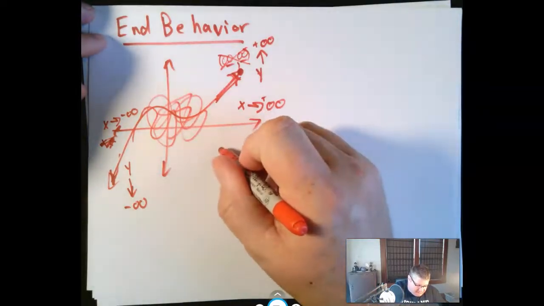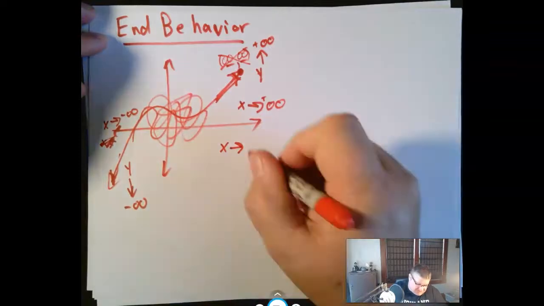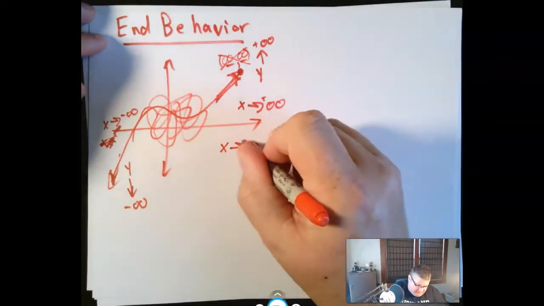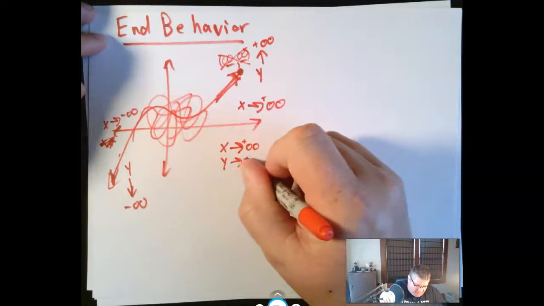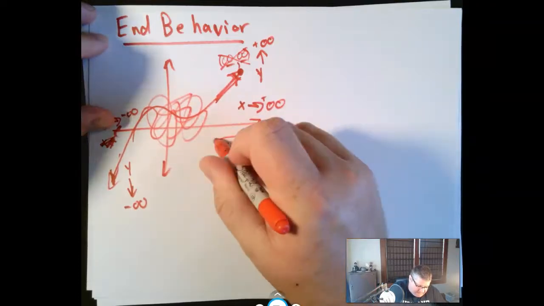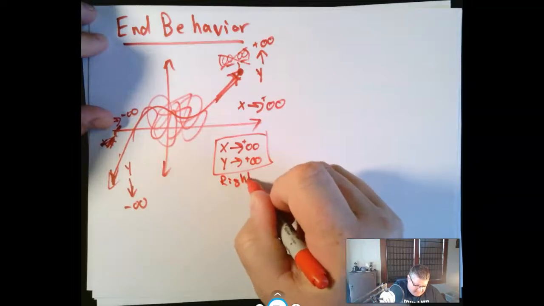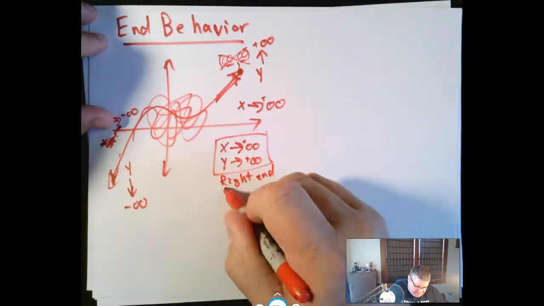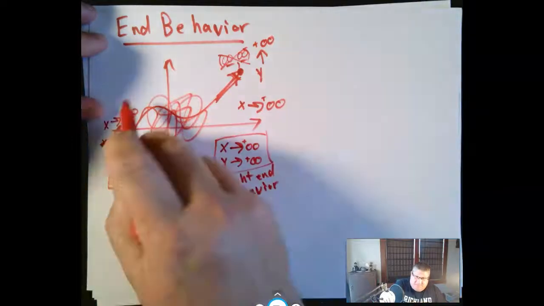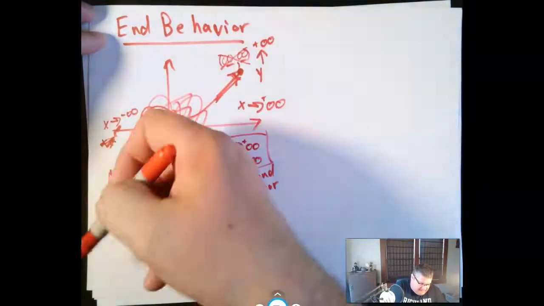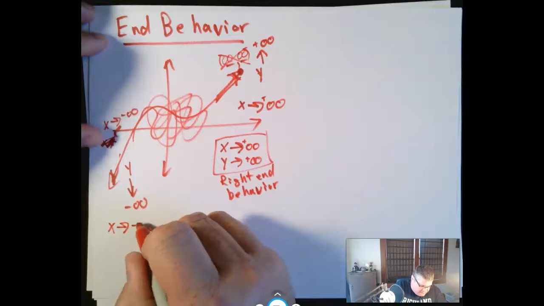So what I'm going to do is I'm going to say as x, arrow means approaches, positive infinity, y also approaches positive infinity. And that is my right end behavior. Now let's go over here. This one is going this way and that way. So again, as x goes to negative infinity.